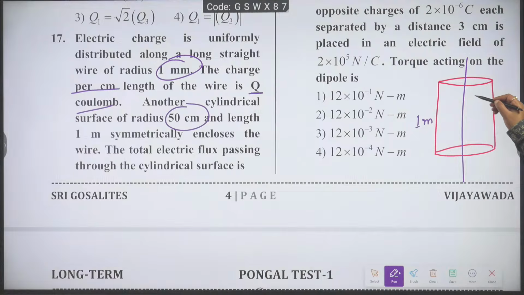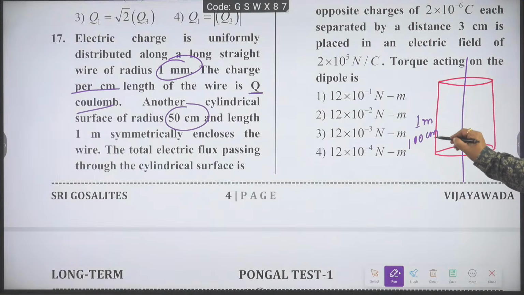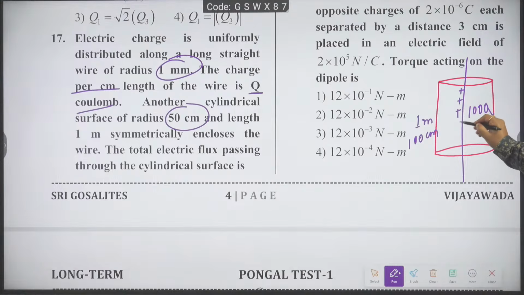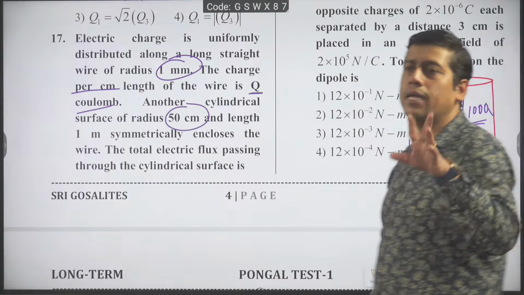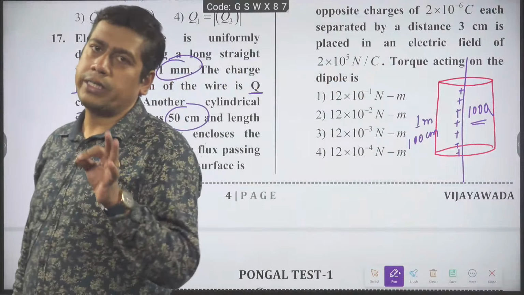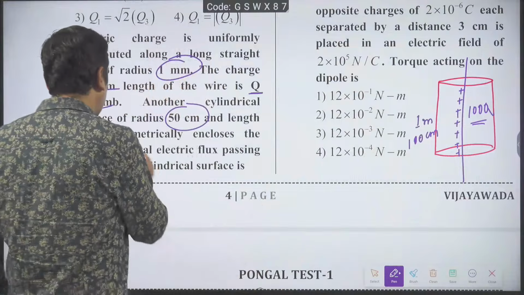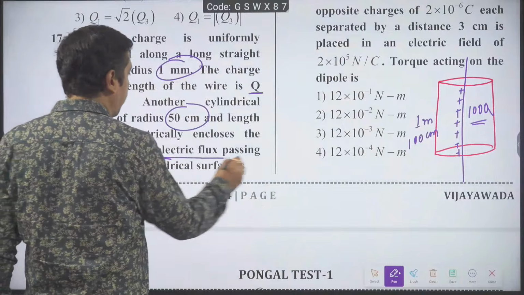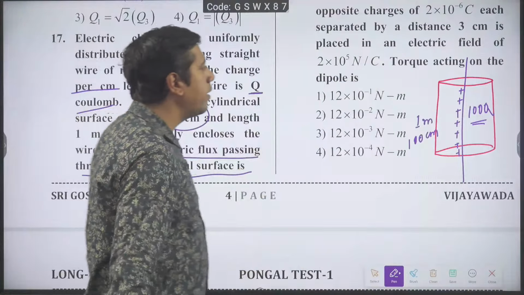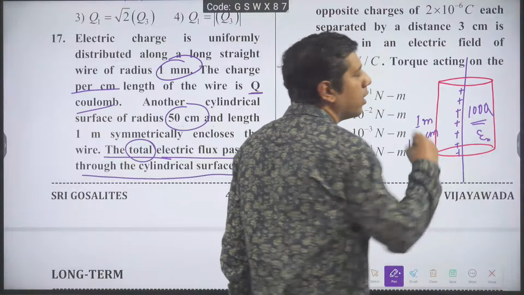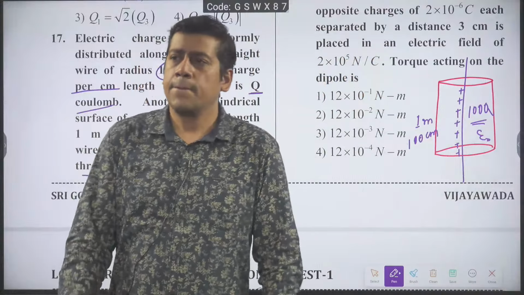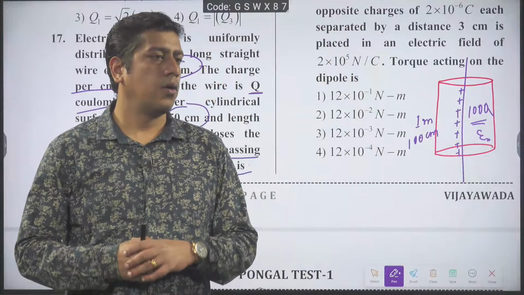So 1 centimeter has Q coulomb. Then 1 meter means 100 centimeter, so 100 centimeter will have 100 Q coulomb. So the charge enclosed inside the cylinder will be 100 Q. Because 1 centimeter has Q coulomb, then 1 meter, which is 100 centimeter, will have 100 Q coulomb. So the total electric flux passing through the cylindrical surface will be 100 Q divided by epsilon naught.